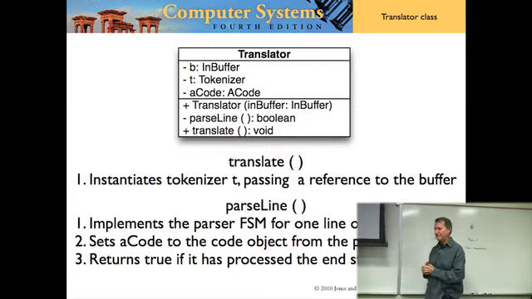Token. What's the method that the token has? Get token. Yeah, it has get token. So now does everybody see? Because translator has a tokenizer attribute, and the name of that attribute is T. Then it can execute T.getToken. Are you with me? Is everybody clear on that? Okay.